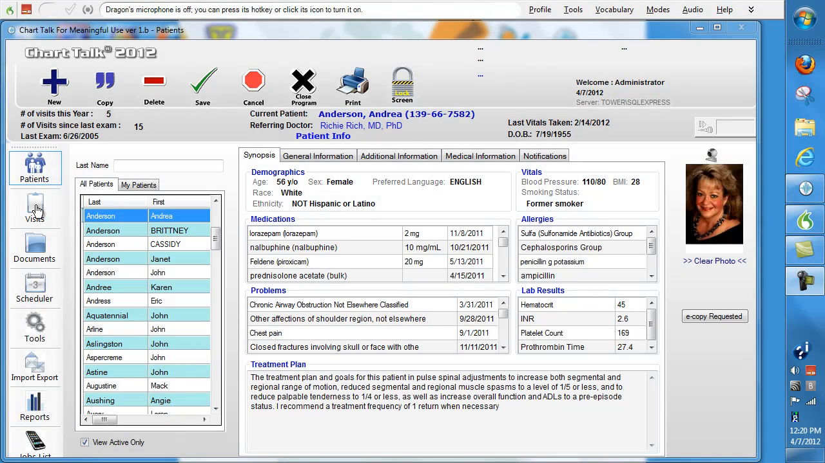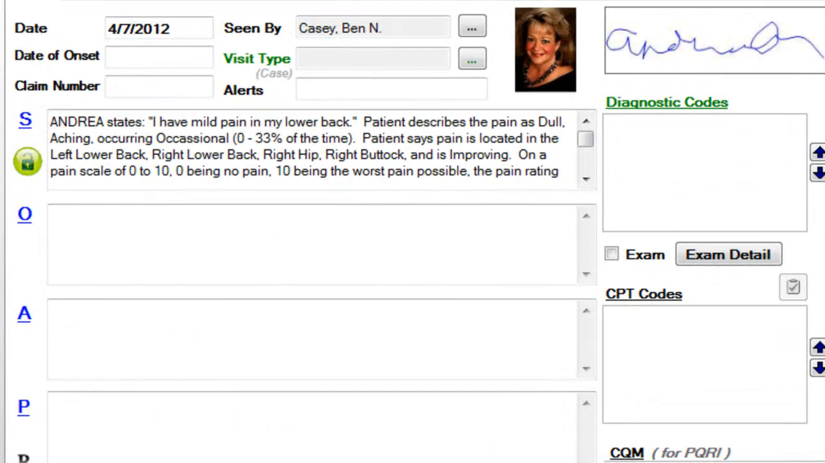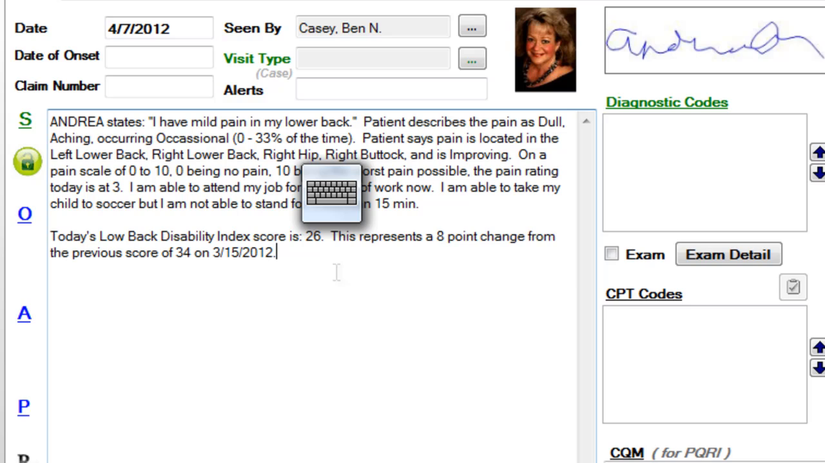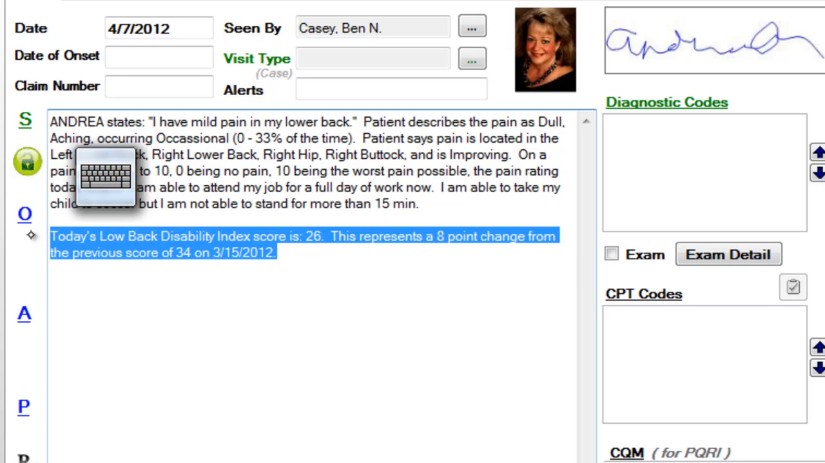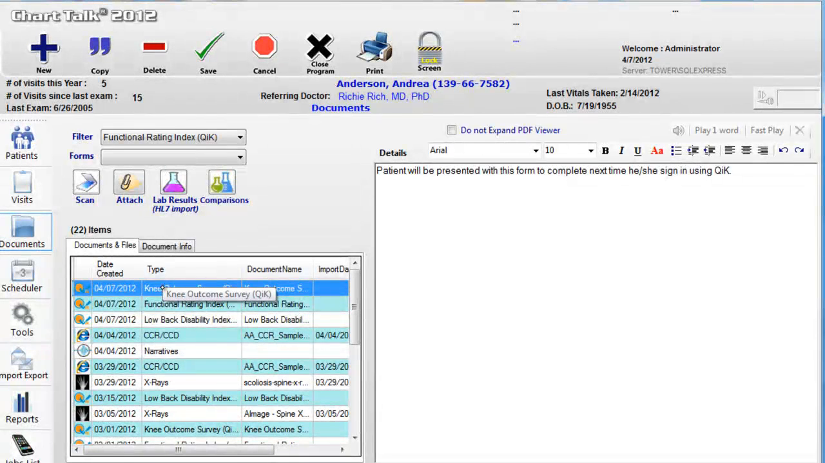Let's take a look at how this information comes into ChartTalk. First, we'll look at the daily SOAP note. As you see, all the information that Andrea entered herself through QIK automatically populates the subjective portion of the SOAP note. Of particular interest, the Low Back Disability Index score is reported, as well as the delta value from the previous functional assessment form that the patient has completed.